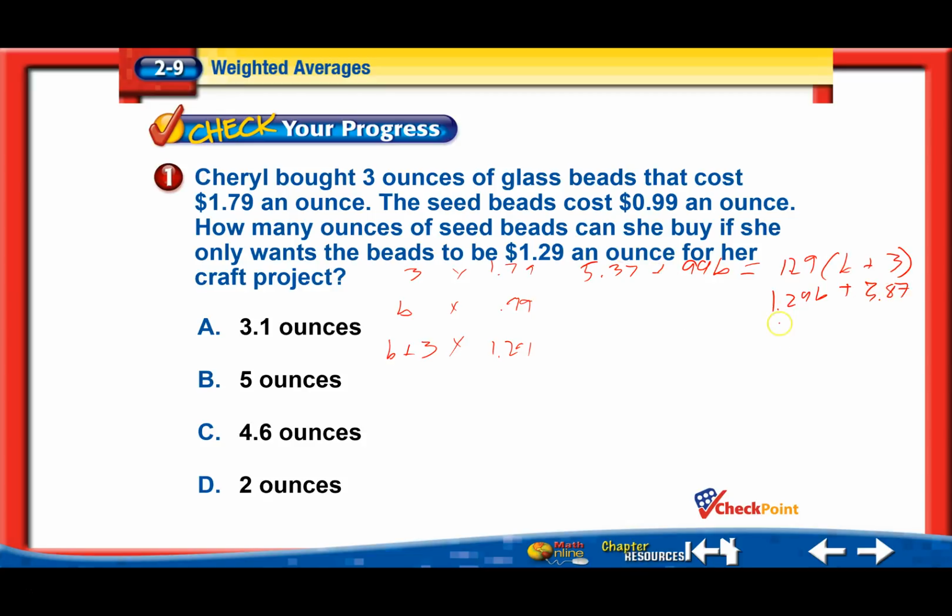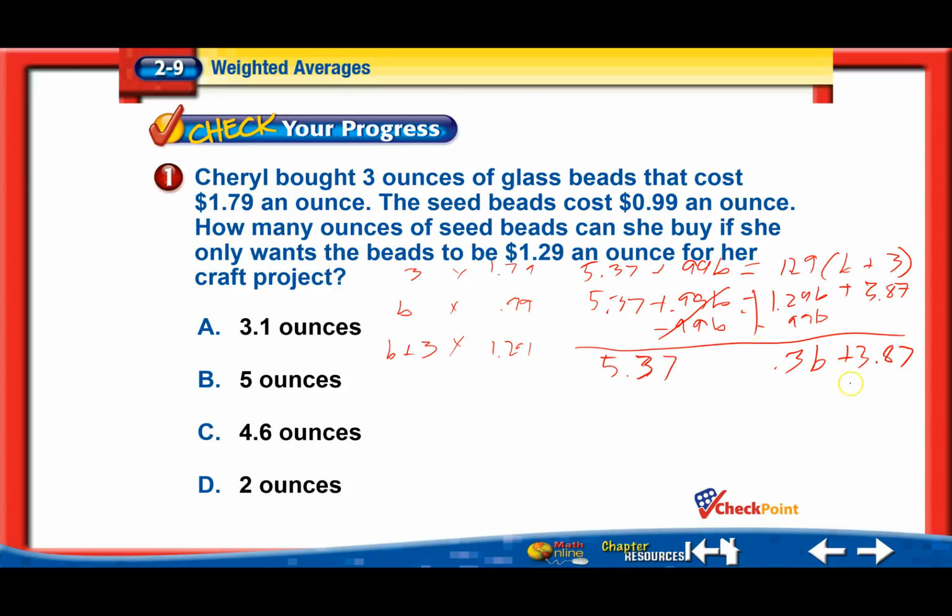And we'd actually bring all these down. So 5.37 plus 0.99b equals that. Don't forget those decimals. I struggle with that sometimes. Okay, from here, we're going to take this one this direction. So I'm going to subtract 0.99 b's, and I'm going to subtract 0.99 b's. And those will cancel. This comes out to 0.3 b's. And I'll bring down everything else, 3.87, 5.37.